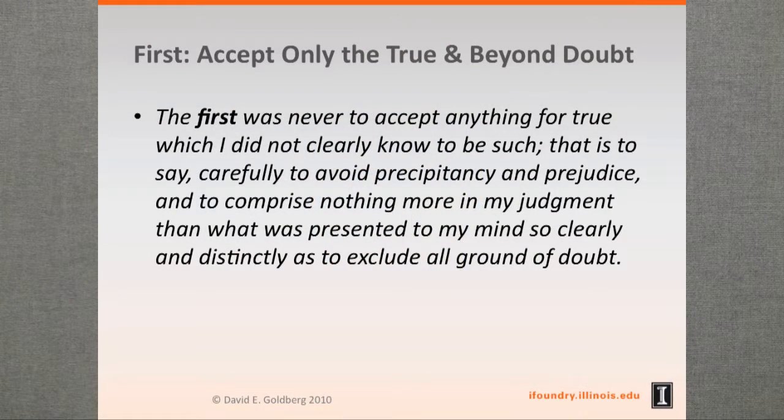Step one. Let's accept only those things that are true and that are beyond doubt. And how did Descartes say it? He said, the first was never to accept anything for true which I did not clearly know to be such. That is to say, carefully to avoid precipitancy and prejudice, and to comprise nothing more in my judgment than what was presented to my mind so clearly and distinctly as to exclude all ground of doubt. Now here we can say that Descartes being a little bit more mathematician and scientist than he's being engineer. In engineering, sometimes we have to move ahead when we have doubts because we're faced with solving a problem in the time allotted. But nonetheless, this first step is generally a good move.